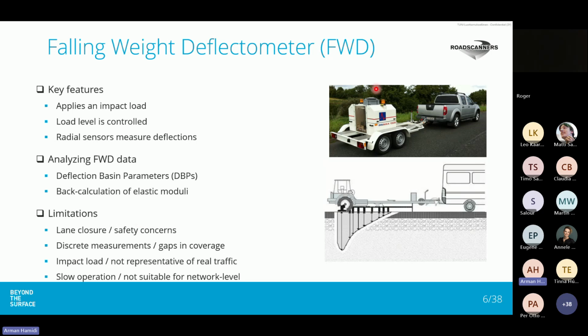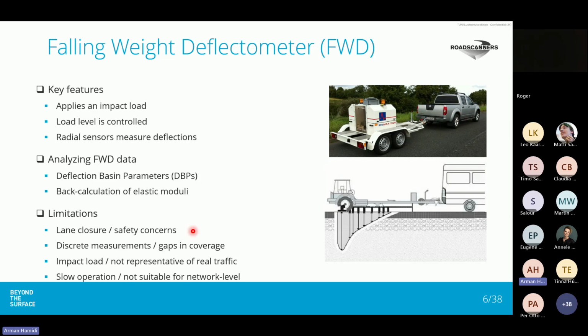When we use FWD to measure one point, and then we want to go to the next point, the vehicle must move to the second point, and there is an interval between these measurement points, and this interval is typically 25 meter or 50 meter. So if any structural distress exists between two measurement points, FWD cannot detect it.